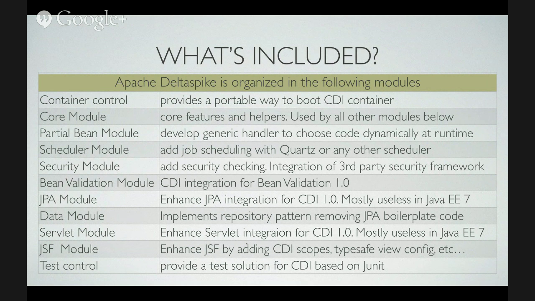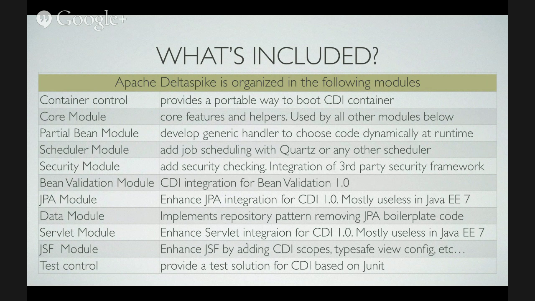After that, there is the core DeltaSpike, the core module. I will go through a lot of features of the core module after that. It's the kernel of DeltaSpike, and there are a lot of interesting things in it. We will see that after that. Partial bean module, we will describe rapidly what is in this module. To keep in mind, it's a way to develop a generic handler. It's a way to choose the code dynamically at runtime. We will see how it is used in the data module.